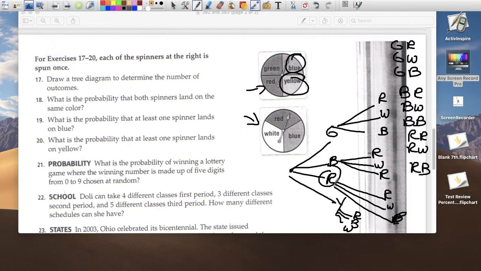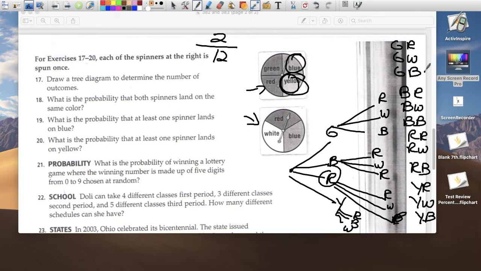Red and a blue. And finally, I could have gotten a yellow here on the first one, and then with a red, a yellow with a white, or yellow with a blue. So based on this, what's the probability that both spinners land on the same color? Is there the same color here? Blue, blue, that's 1. Red, red, that's 2. Of all these, only 2 of them are the same color, so it'll be 2 out of 12, or 1 out of 6.